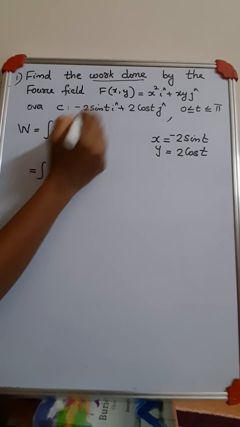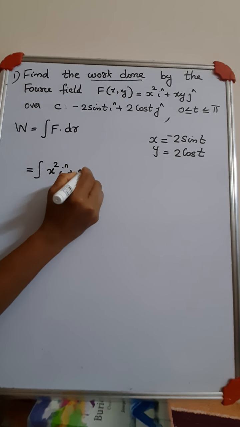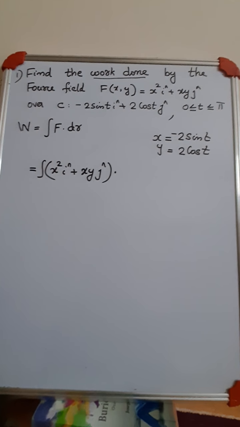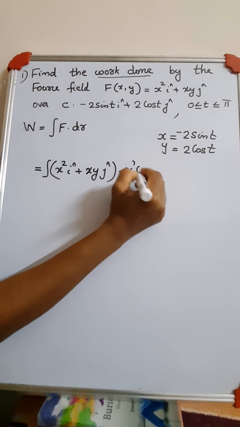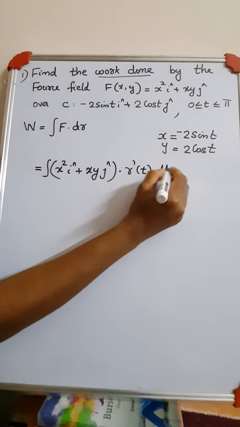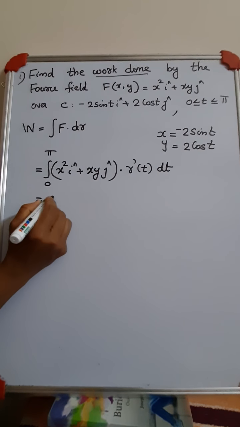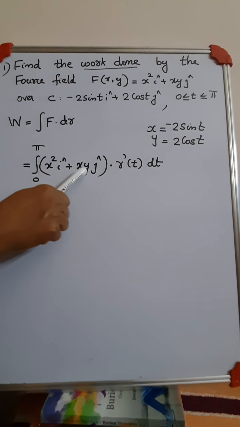What is F? F is x squared i plus xy j, dot dr. This is the parameterized form. So what can we write? We have to write it as r'(t) dt, and the limit of t is from 0 to pi, and that is equal to the integral from 0 to pi. Then substitute for x and y.